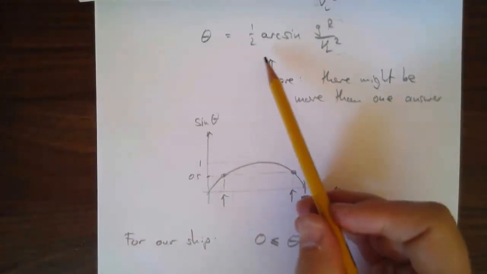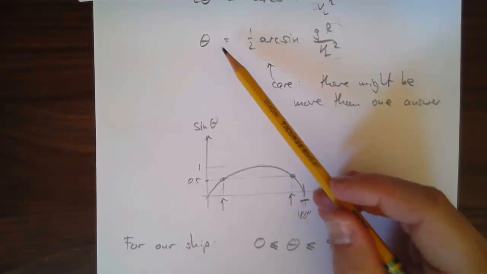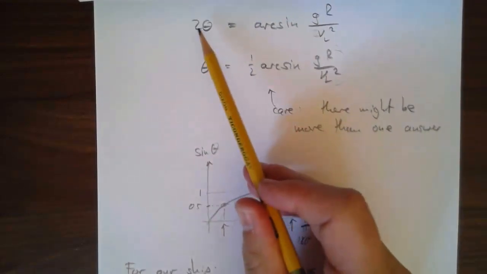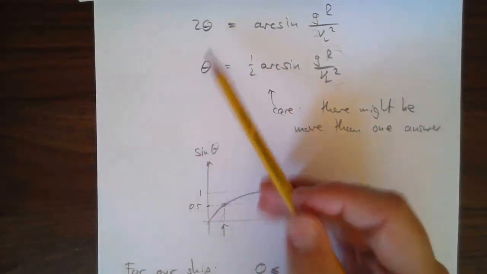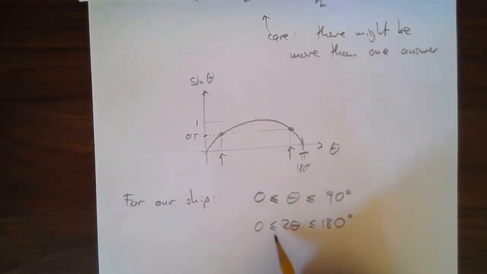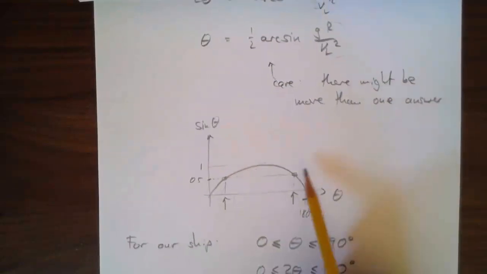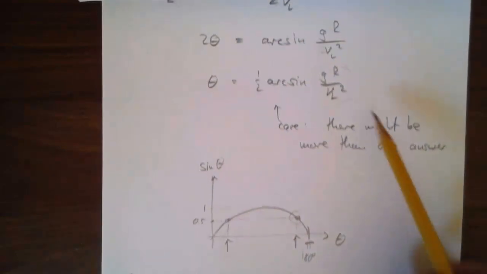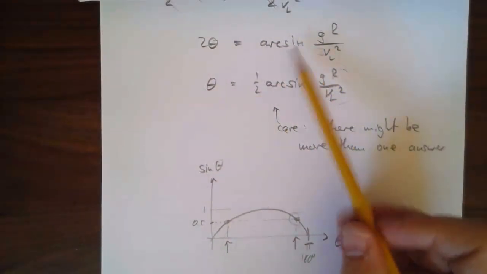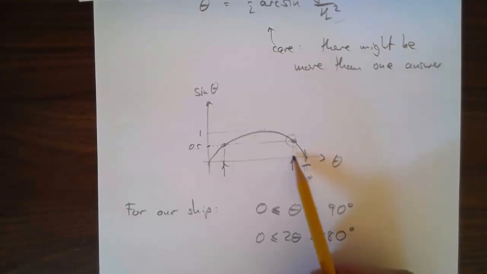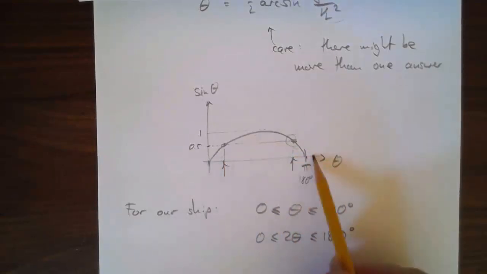Now, that means that 2 theta, if I go back to this one here, is going to be between 0 and 180. Right, if theta is between 0 and 90, then 2 theta is between 0 and 180. Now, what that means is that I do have to worry about the second point. So I'm going to get 2 answers. I'm going to take the arc sine, and I get one answer, and I also have to find the second one, just using the fact that this distance here is the same as this here. So from here to here is the same as from here to here.